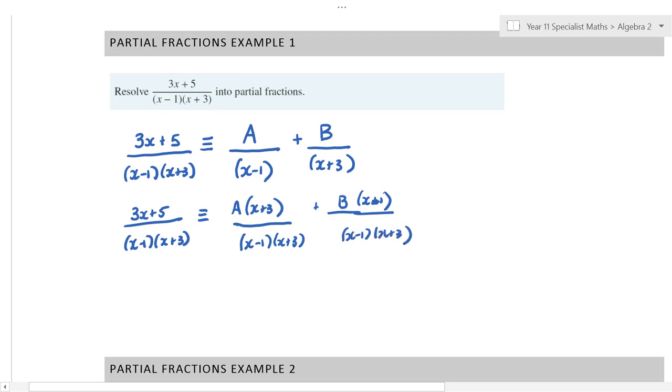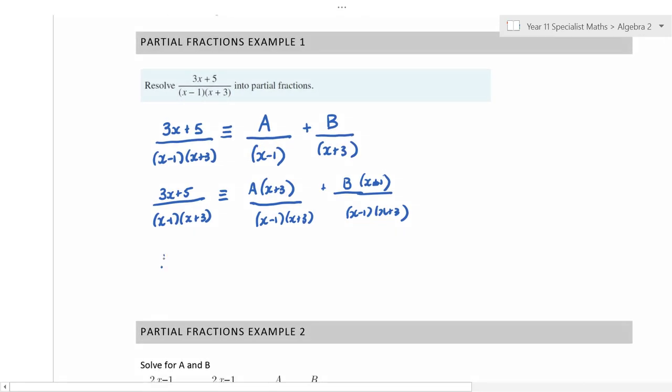Now, what would be the next step, you think? Given the fact that this is the same as this, couldn't we just say that the numerator of the left-hand side is equal to the numerator of the right-hand side? We don't have to worry about this anymore, do we? Can you see that? I've got this is equal to that. So my next line is, therefore, we can say that 3x plus 5 is equivalent to, let's just use the equal sign for now because I basically want to find A and B.